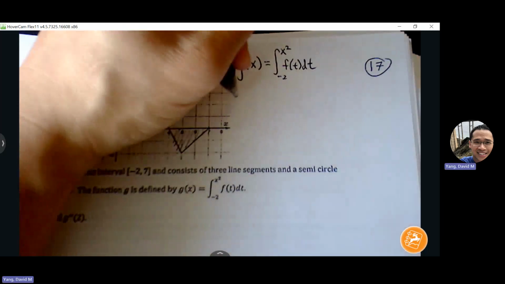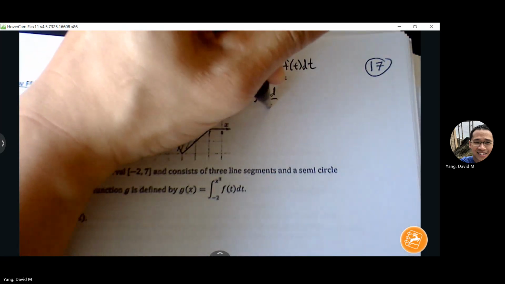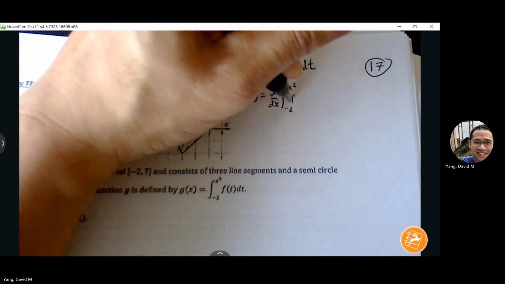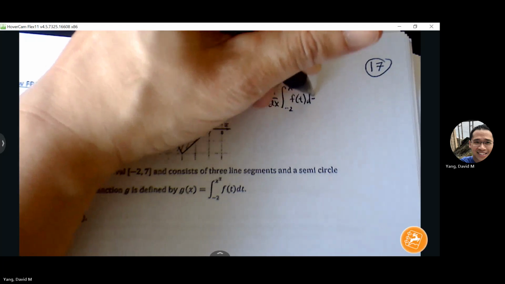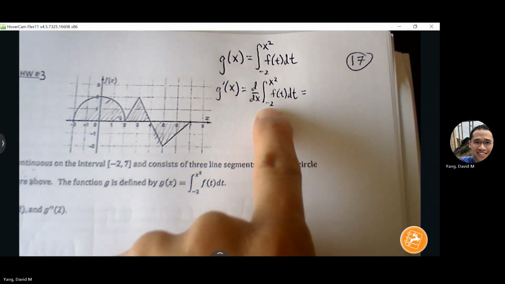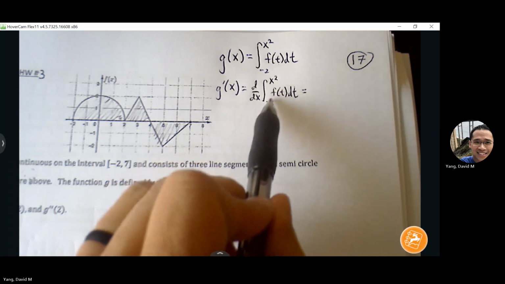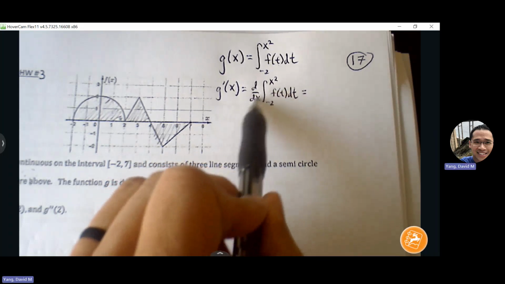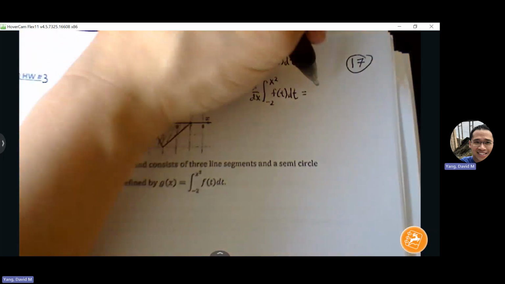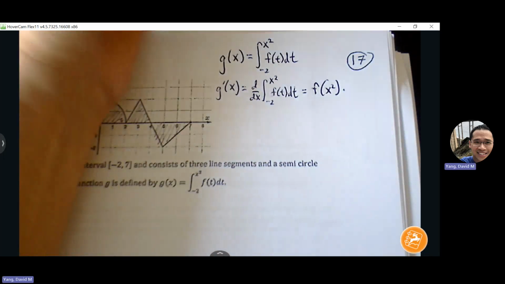So if I want to find G prime, this reminds us of what? Second Fundamental Theorem, right? We know this is going to cancel each other out. So let's walk through this here. We know this cancels out. This becomes what? F of x squared times 2x.